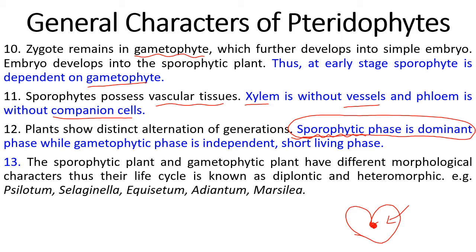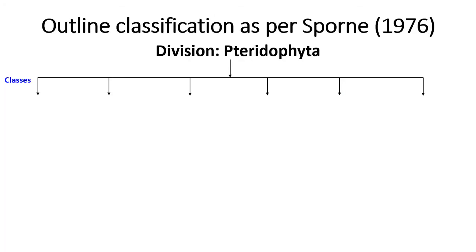For example, Psilotum, Selaginella, Equisetum, Adiantum, Marsilea. These are a few of the representatives of pteridophytes. Now, let us move to the next part, that is, outline classification as per Sporne. These pteridophytes as per Sporne are differentiated into 6 classes.